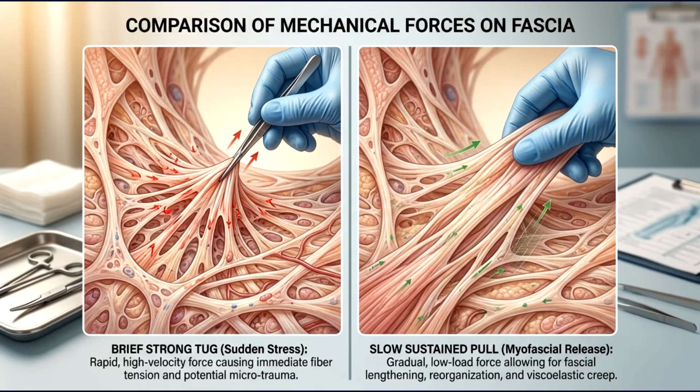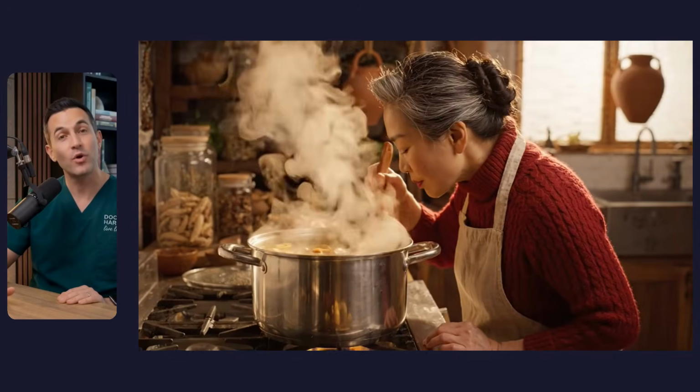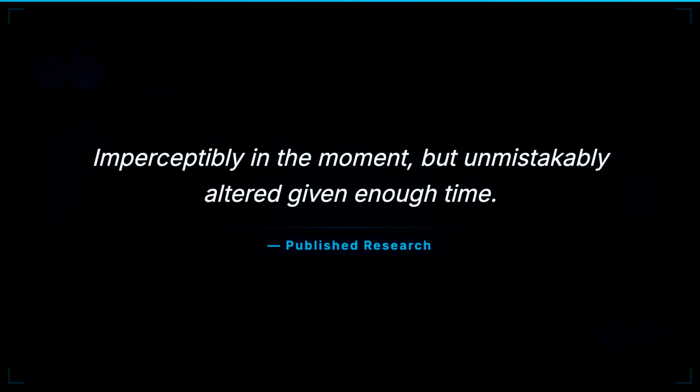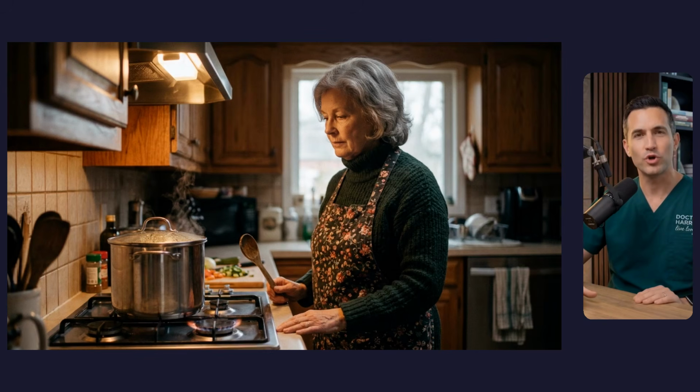There's a structural quality to how tissue responds to chronic low-load tension that's easy to miss if you're only thinking about acute forces. Fascia doesn't respond primarily to intense, brief loads. It responds to sustained, low-level loads maintained over time. A strong, brief pull produces minimal lasting change. A gentle, persistent pull over months and years reshapes the tissue's resting position. Chronic restriction and chronic fascial shortening work the way a slow stock reduction works in a kitchen, imperceptibly in the moment, but unmistakably altered given enough time.